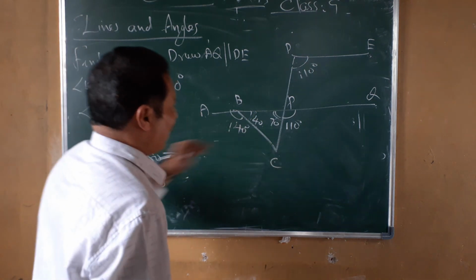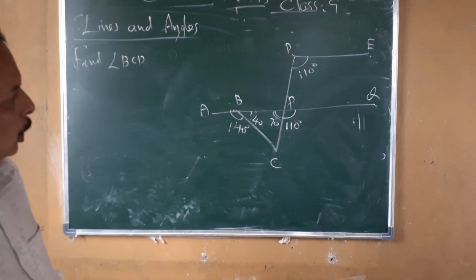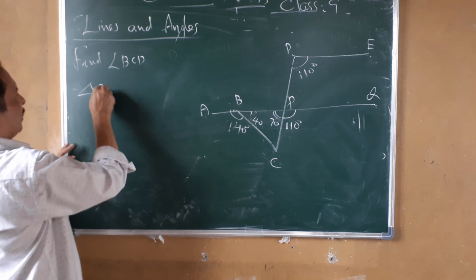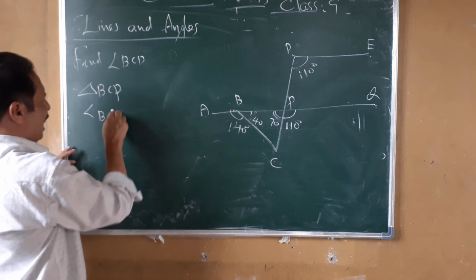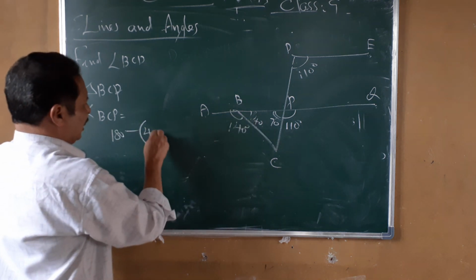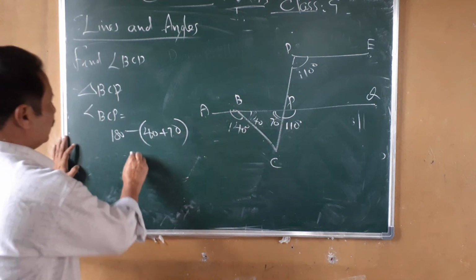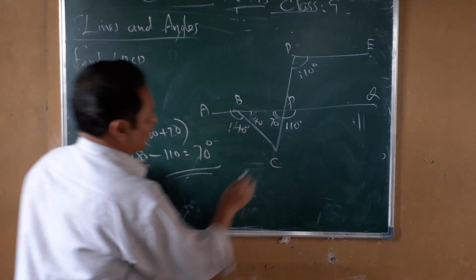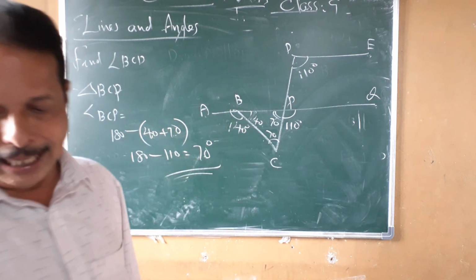And how can we find this angle? That's our question. Angle BCD, when two angles of a triangle are given. Therefore, in triangle BCD, angle BCP is 180 minus the two angles, one of which is 40 and the other 70. You see the picture, 40 and 70? That is 180 minus 110, and your answer is 70. Your answer is 70. You get the idea?